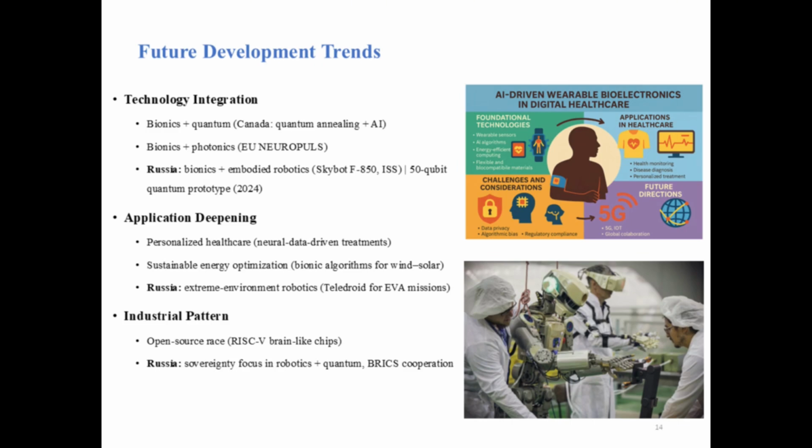For example, Russia's state-of-the-art Fedor robot can operate both inside and outside space stations. The industry landscape will be marked by an open source ecosystem as a key competitive area. In this landscape, Russia is prioritizing sovereignty in robotics and quantum computing, and fostering cooperation with other BRICS nations.